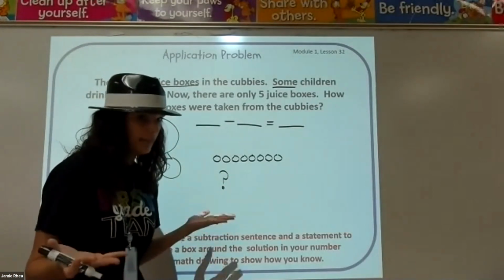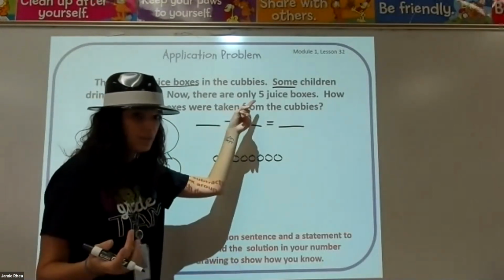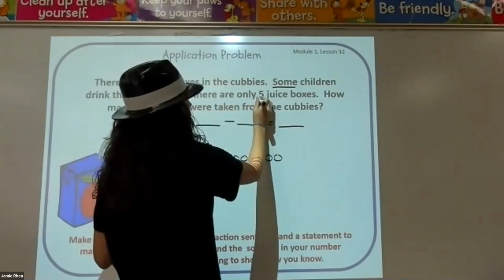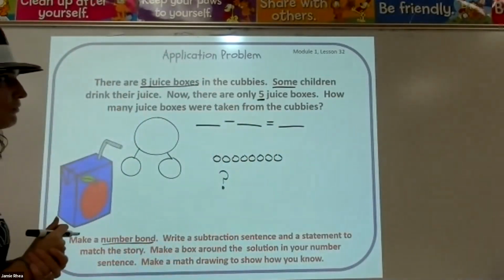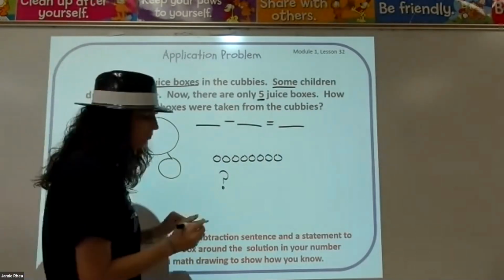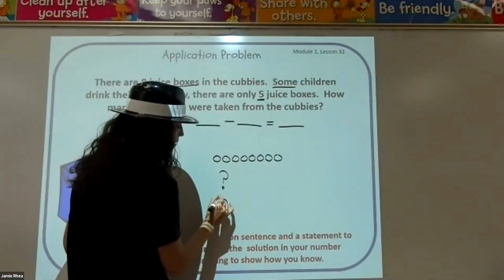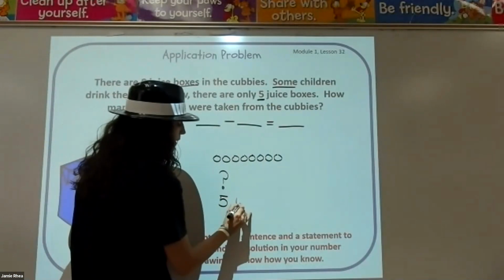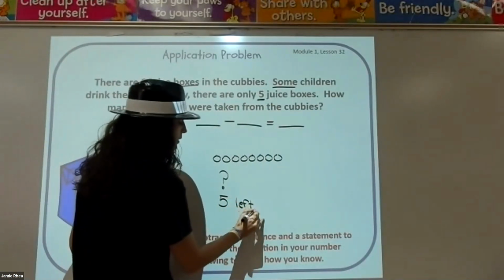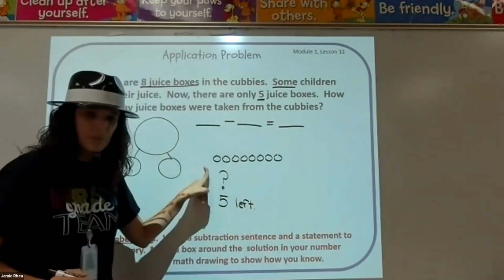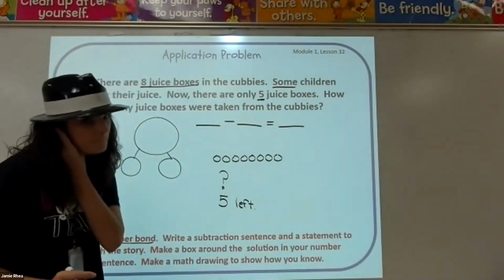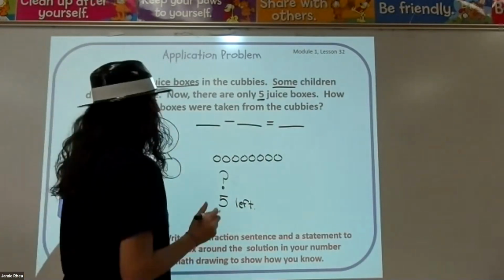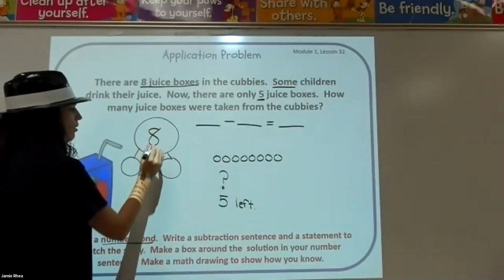Clue? Absolutely there. There are only 5 juice boxes. Okay? How many juice boxes were taken from the cubbies? Now, I'm going to put the number 5 here because that's how many were left. 5 left. Okay, so 8 is going to be my what? Is it going to be a part or my total? It's going to be my total. I have 8 juice boxes in all.